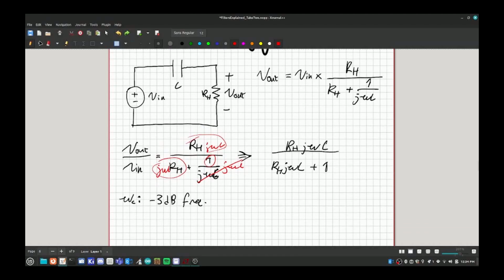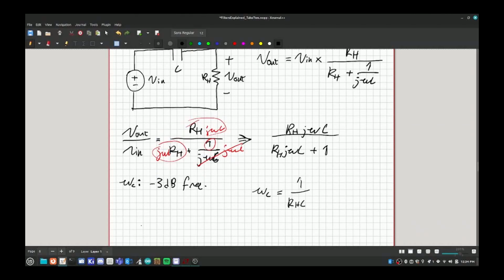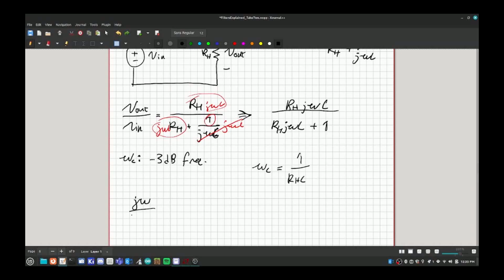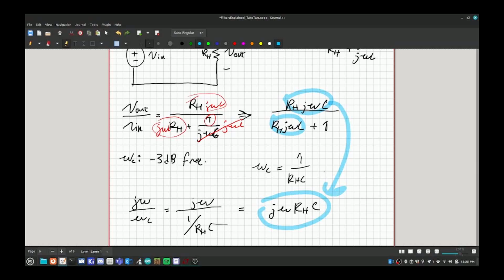Cool. Now if you look at this and think about it, if you chose omega c to equal 1 over RH C, then you would get j omega over omega c equals j omega over 1 over RH times C, which just gets you j omega RHC. And this is the same thing we have here and here, so that works. And that means our cutoff frequency is 1 over RH times C.